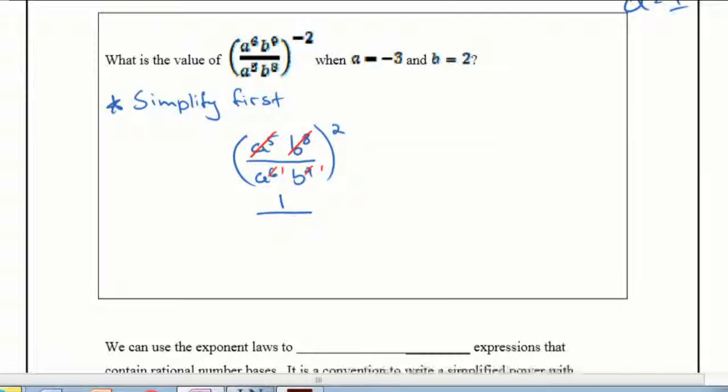Abby's on it. I have a 1 on the top. A to the 1, b to the 1. This is all squared still. So I've simplified the inside, simplified my brackets. There's just a 1 on the top.